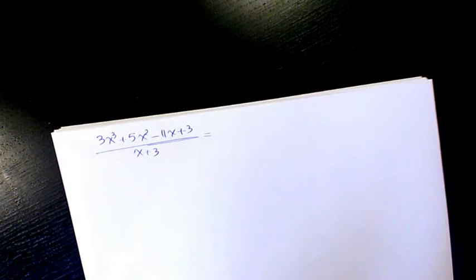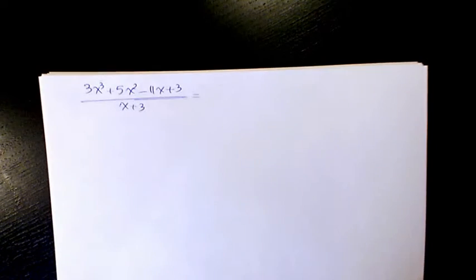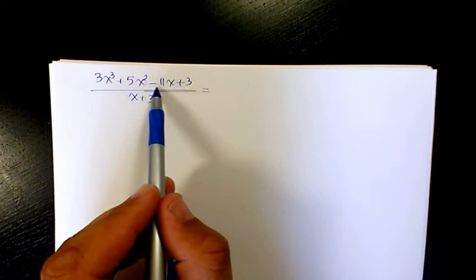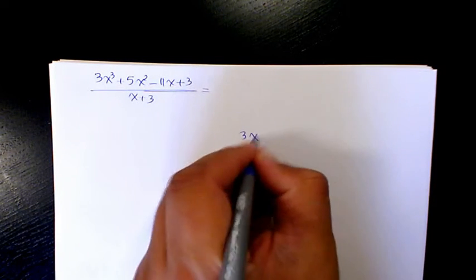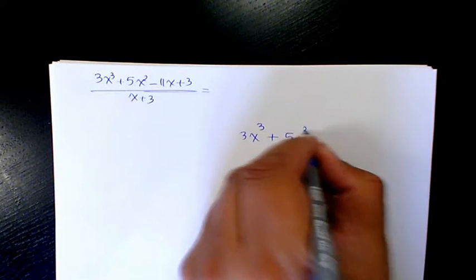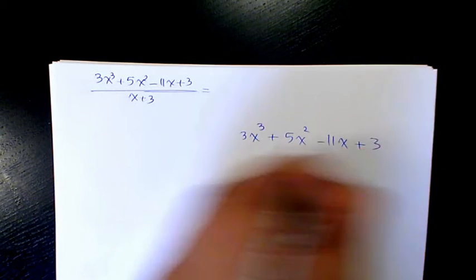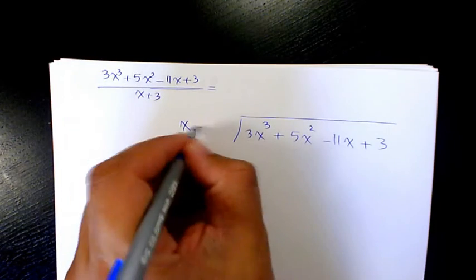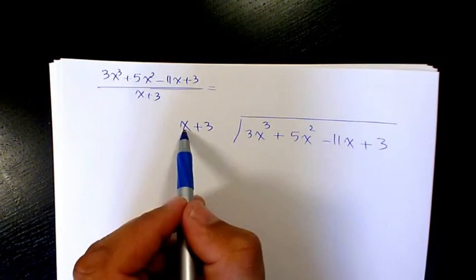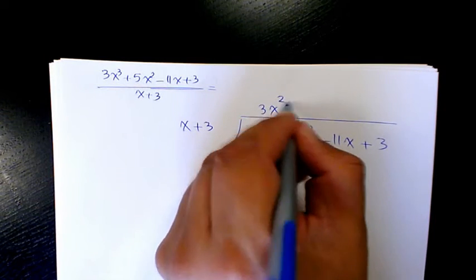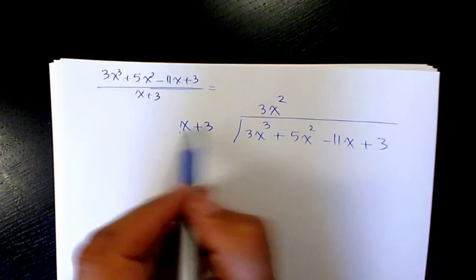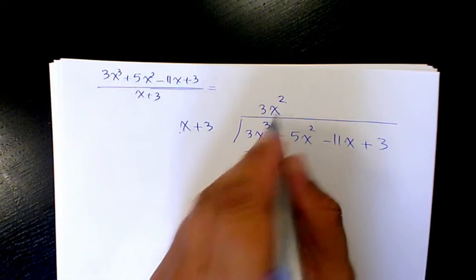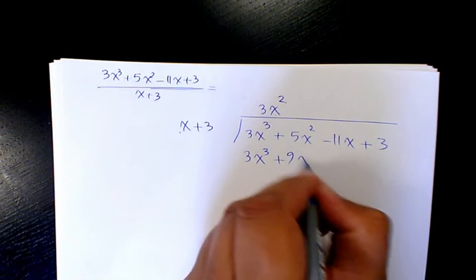Next example. 3x cubed plus 5x squared minus 11x plus 3 divided by x plus 3. So 3x cubed plus 5x squared minus 11x plus 3, divided by x plus 3. 3x cubed divided by x is going to be 3x squared. 3x squared times x is going to be 3x cubed. 3x squared times 3 is going to be 9x squared.